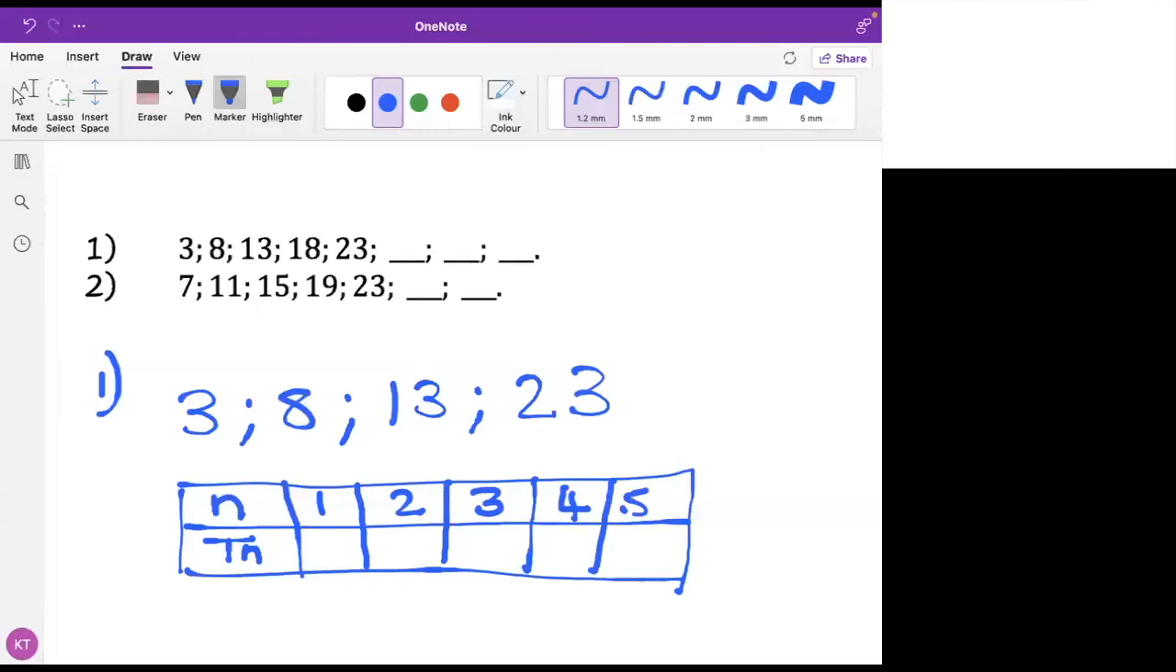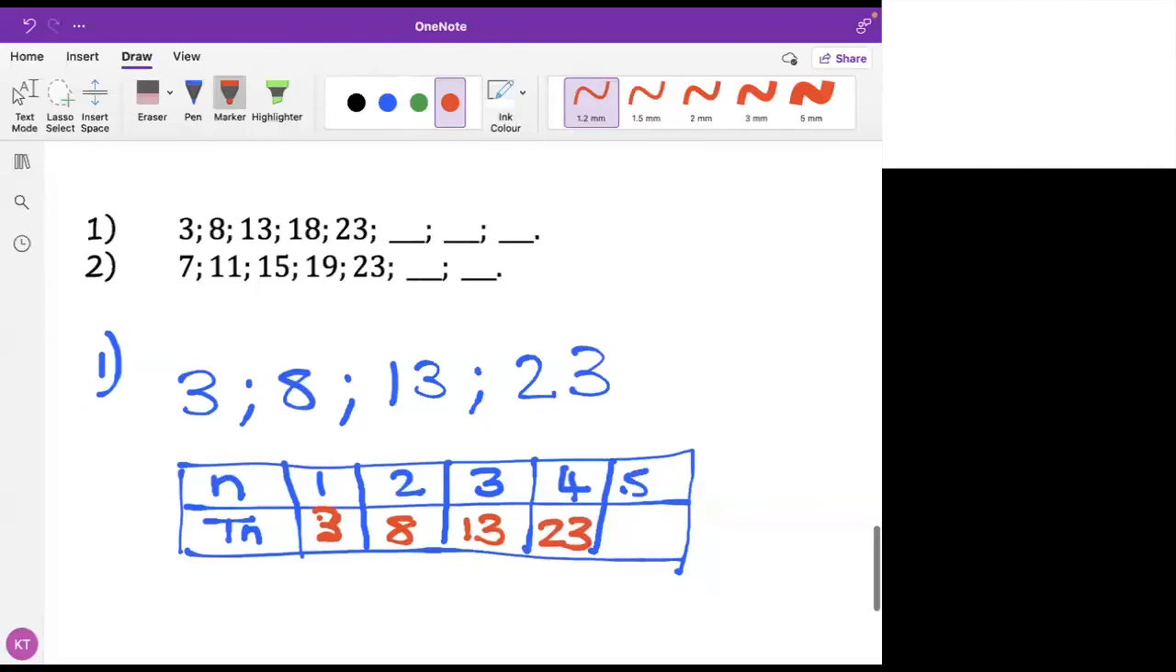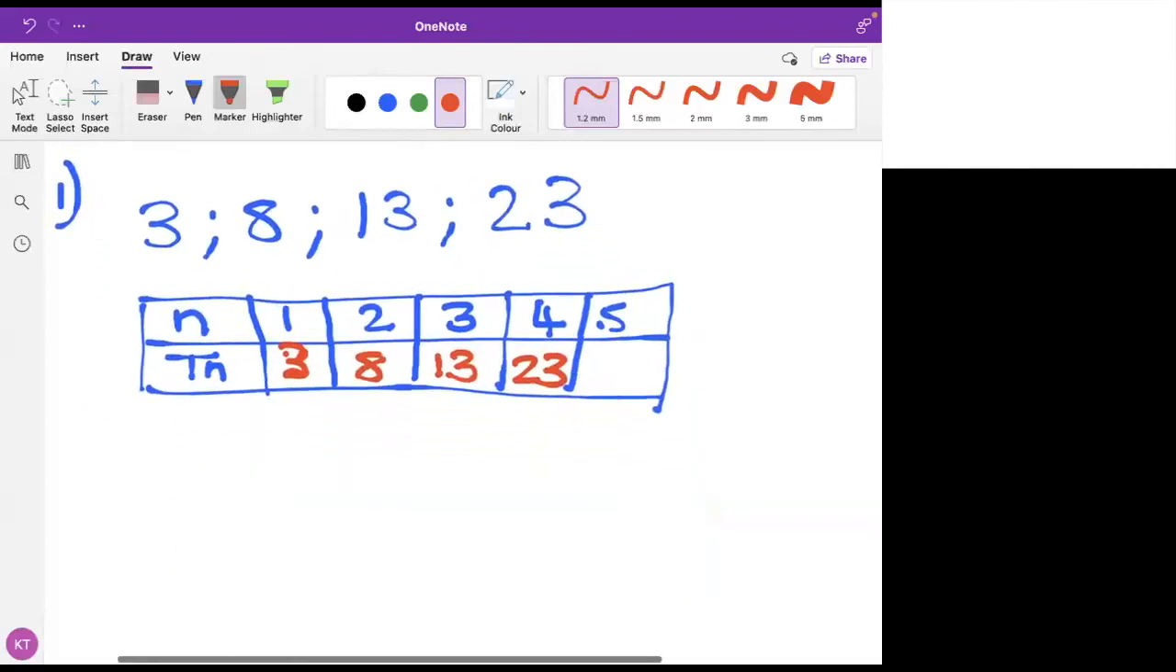Term 1 is equal to 3. Term 2 is equal to 8, term 3 is 13, and term 4 is 23. So I took the exact same thing. I took the number pattern that they gave us, and all I did was put it into a table.